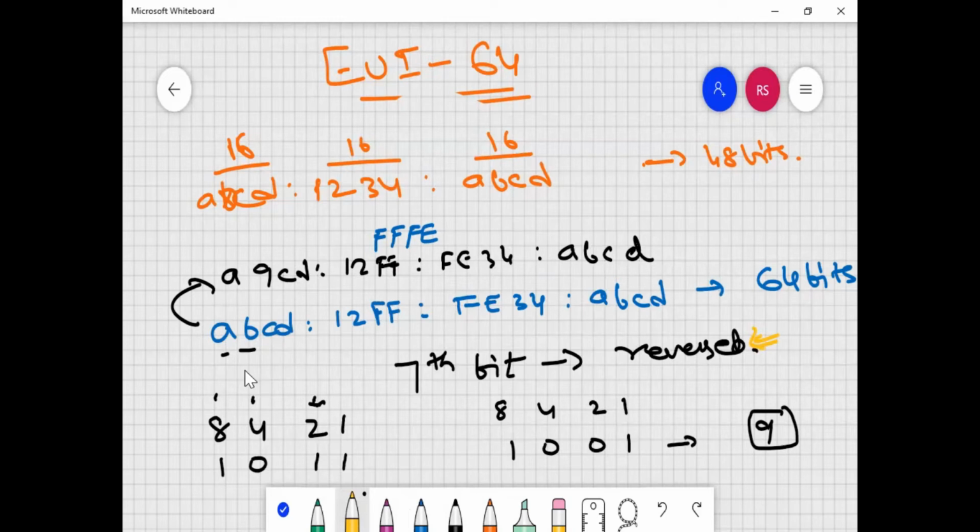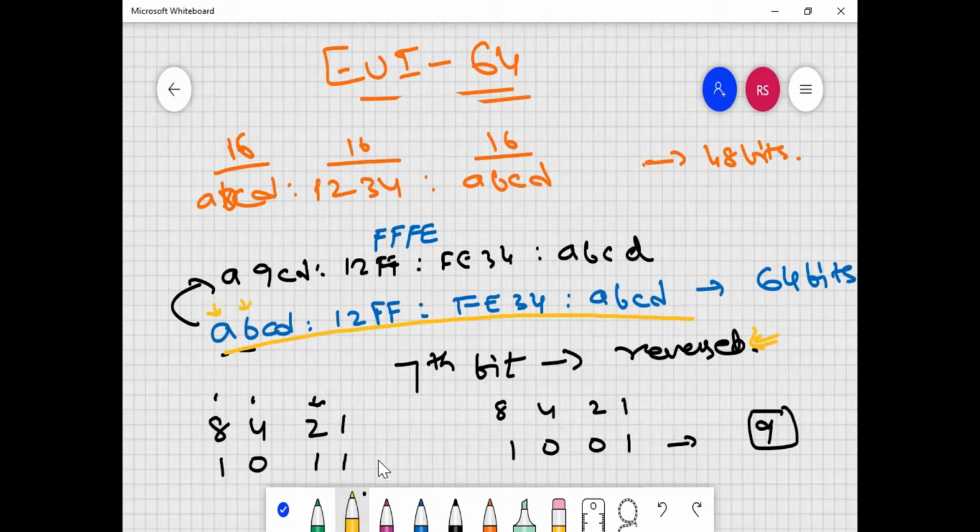Okay. And if you check it from this particular address, this is representing 4 bits. This bit is representing 4 bits. Okay. So the 7th bit is not coming over here. The 7th bit is coming over here, right? B. Okay. So B, how to write down B?